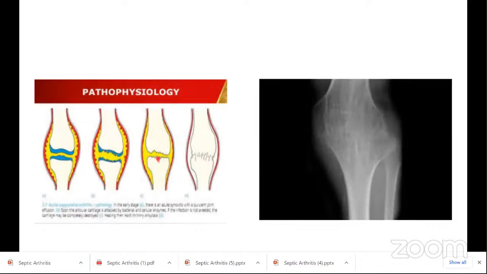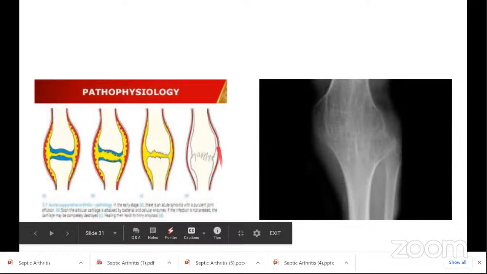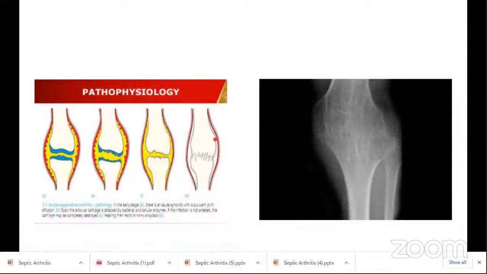So a fracture heals with bone. Similarly, there is a bridging of the bone across the joint. It causes bony ankylosis. Am I clear, students? But in tuberculosis, destruction is not complete.